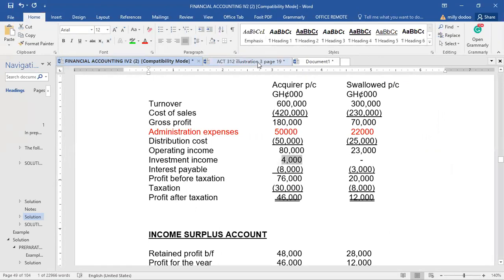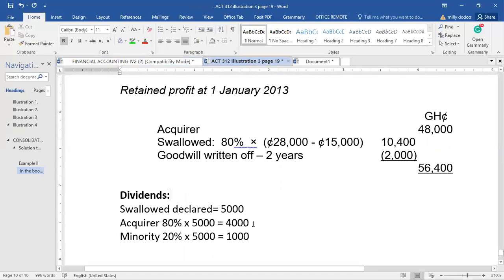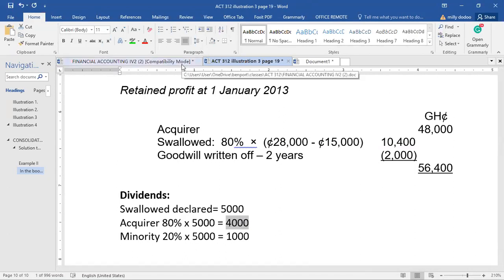This 4,000 is the 4,000 we just worked out here. So this one, you must work it out. If they don't tell you, you must be able to work it out so that you can eliminate it on the face of the account. If you are unable to do these workings, to deduce how much he's supposed to be getting from the subsidiary, then you'll not be able to do the intra-group balances very well. So this 4,000 is what he got from the subsidiary.